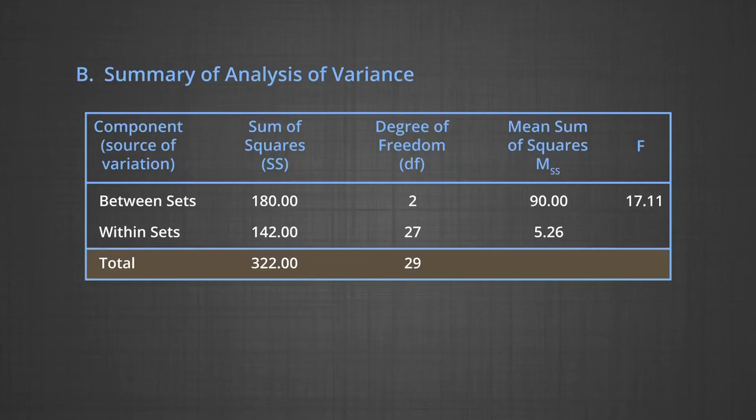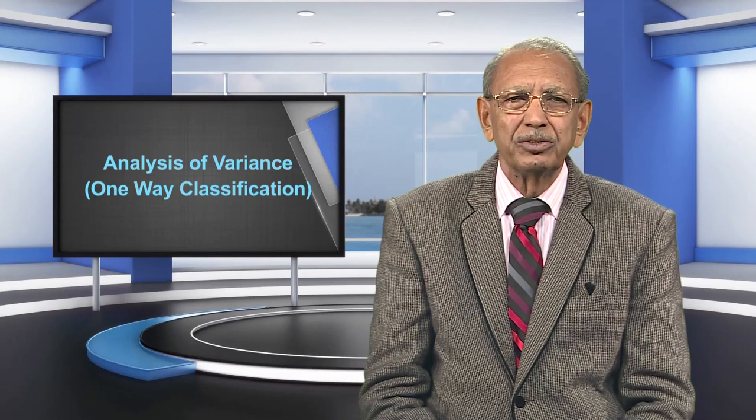Now the sum of squares for total is 322. Then we calculate the value of F by dividing 90 by 5.26. That gives me a value of 17.11. And this is the procedure of calculating the F value by using the raw score method. Dear students, it may be noted that all sums of squares, mean squares, and the values of F are the same as obtained by using the deviation score method.